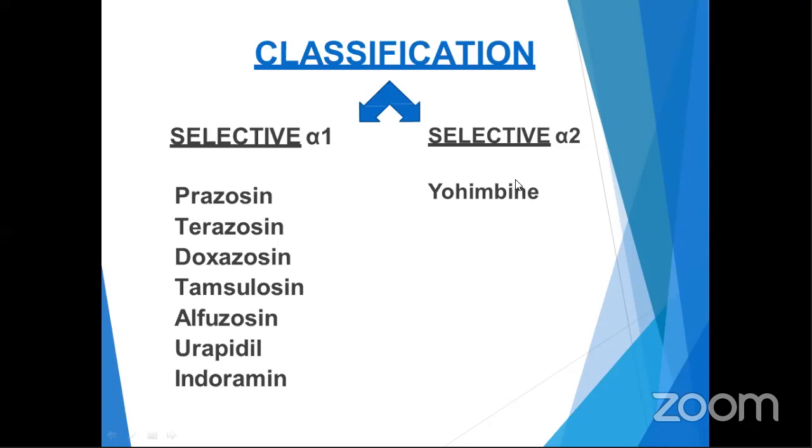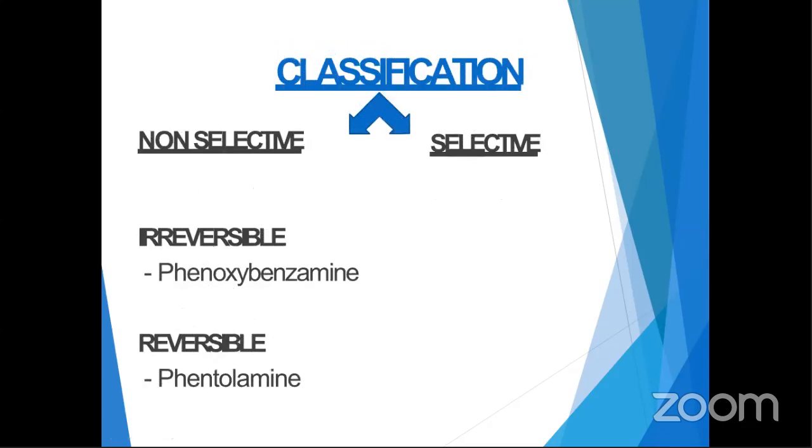That is yohimbine. Okay, so this is the classification. Sometimes they ask in a question to classify alpha receptor blockers or alpha receptor antagonists. So this is how we can classify. Once again, we can see the classification is very important as far as UGs are concerned, as far as the DDS and BS students are concerned.